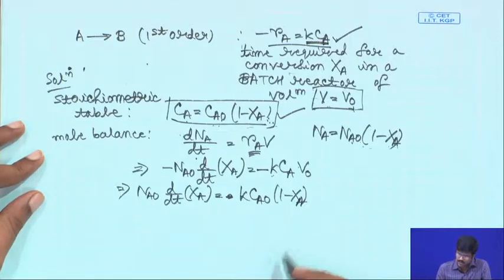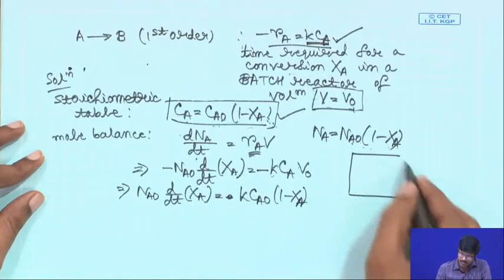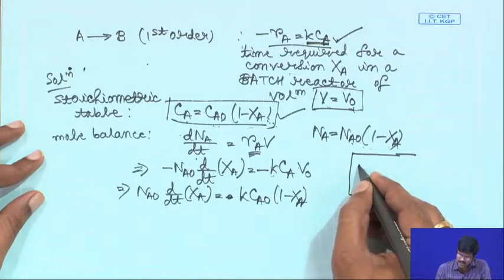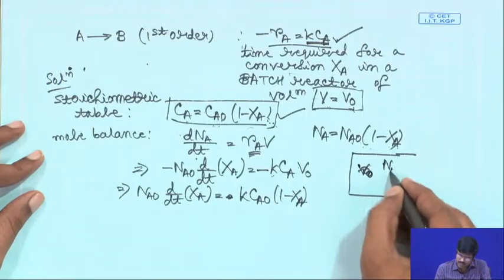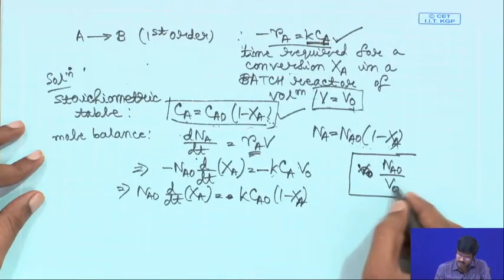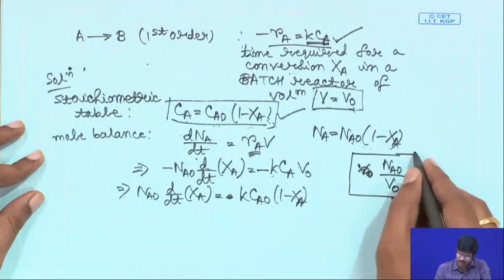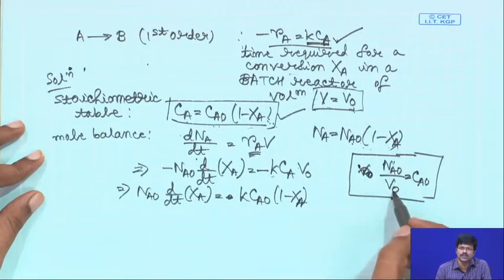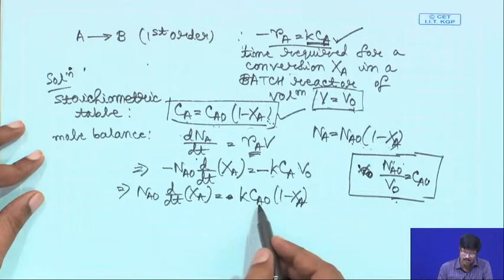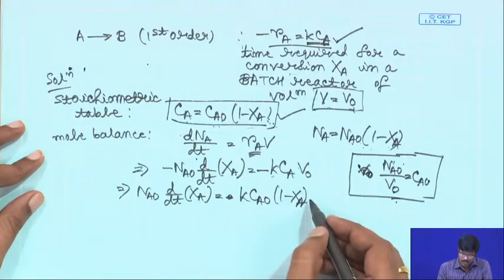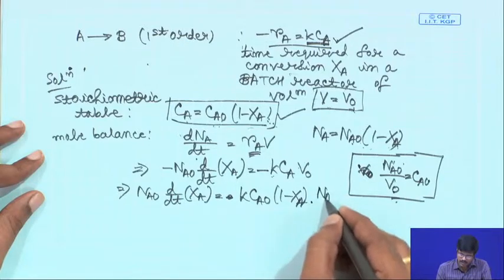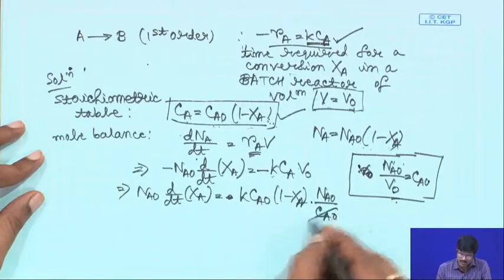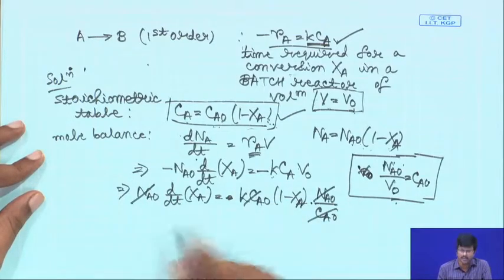Now, what is V0? Na0 divided by V0 is equal to Ca0, since concentration is equal to number of moles divided by the total volume. So, V0 is nothing but Na0 divided by Ca0. The Ca0 goes and Na0 also gets cancelled out.